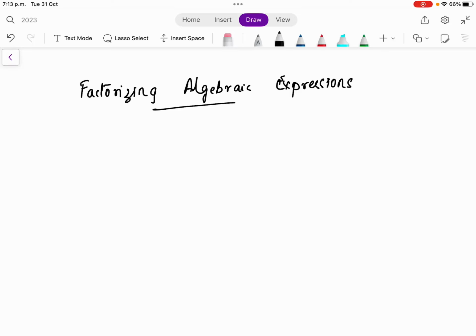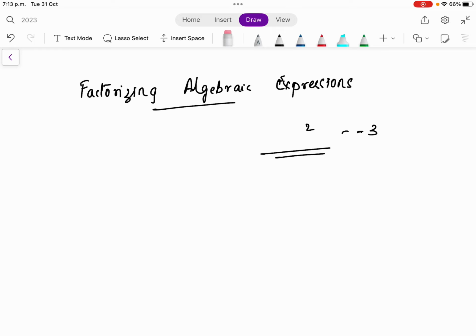Let's learn factorizing algebraic expressions. A factor is nothing but something which divides directly into a number, leaving no remainder. This is a basic concept which we learn. So in here also we can say that x minus 3 is a factor of a polynomial, for example, 2x cube minus 9x square plus 10x minus 3. If you divide this by x minus 3, you should get a remainder of 0.